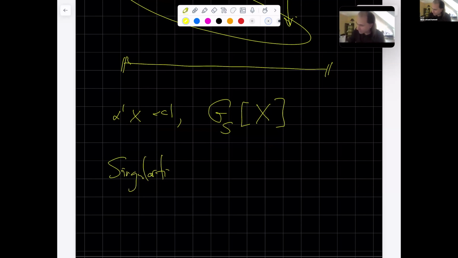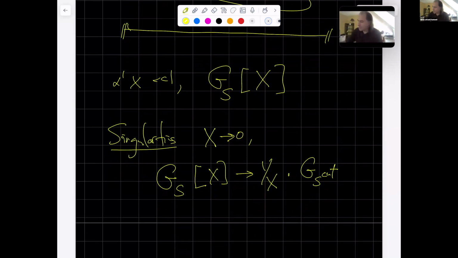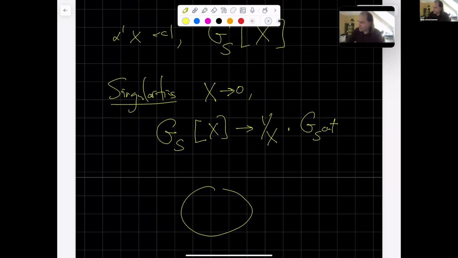singularities. Okay, so what happens as some x goes to 0, for example, is that the G for a surface, again, at tree level and in one loop, we normally say it goes like 1 over x times the G for the cut surface. Where I cut along x. So for example, at tree level, the cut surface would just be these two guys when I cut along x.